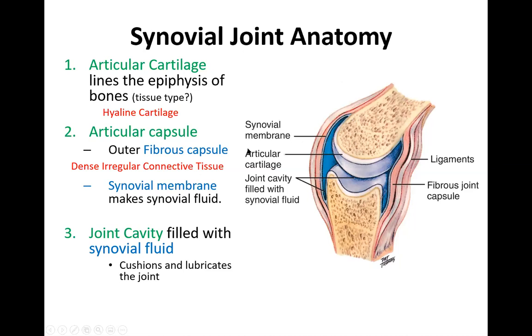Synovial membranes secrete synovial fluid that helps lubricate the articulation, so that as the bones are grinding past each other, it reduces some of the friction as they move through. So we have this cavity that's filled with synovial fluid created by the synovial membrane that helps lubricate the joint to make it move more easily.